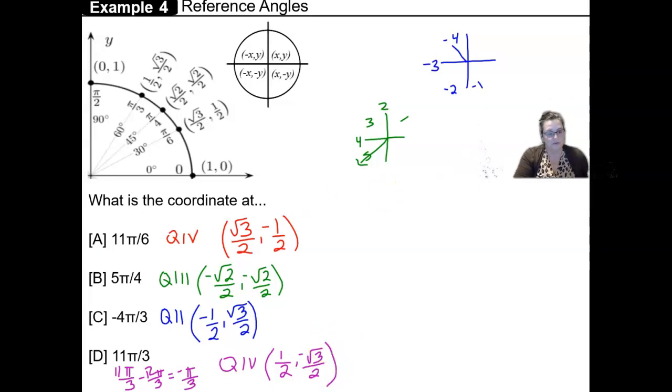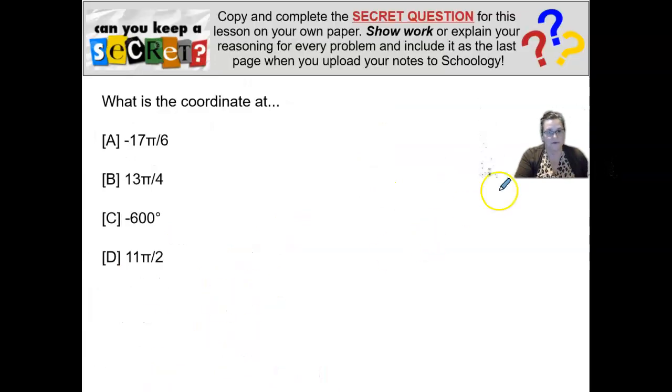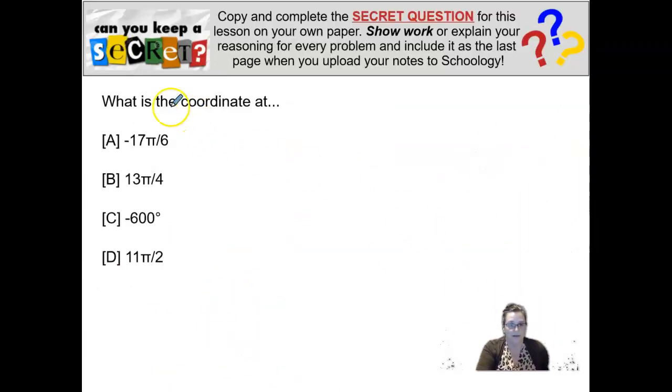So that brings us to the secret question for this lesson, asking what is the coordinate at negative 17 pi over 6, at 13 pi over 4, negative 600 degrees, and 11 pi over 2. So you want to try to reason those out without looking at your completed unit circle if possible, using what you know about reference angles and coterminal angles in radians and degrees. Don't forget to show your work or explain your reasoning for each of these problems and include it as the last page when you upload your notes to Schoology.